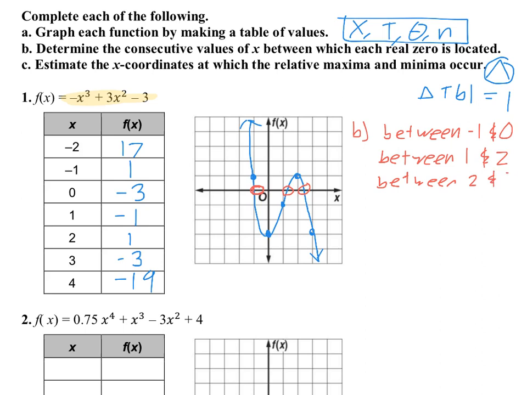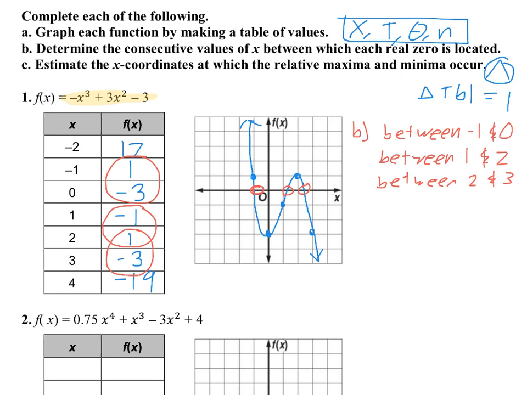And you could also see that by looking at the table. It goes from positive to negative. The y can't go positive to negative without crossing 0. It goes negative to positive here, and it goes positive to negative here. So if the function is continuous, it cannot go positive to negative or negative to positive without crossing 0.